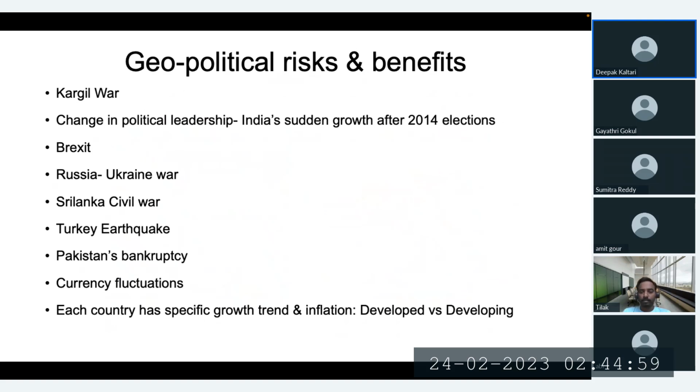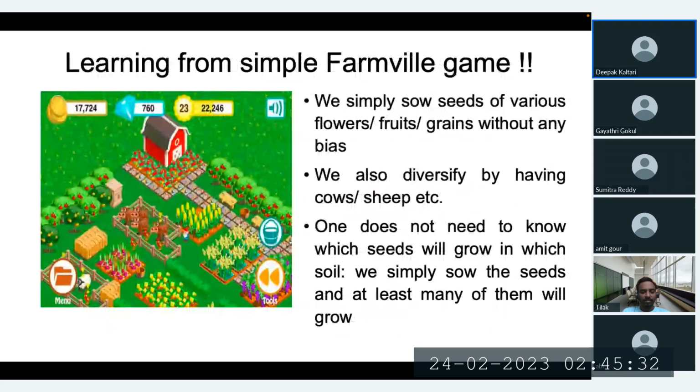And also we are aware that historically the rupee depreciates compared to globally used currencies like US dollars, euros, British pounds. So we are also subjected to the currency devaluation, which is occurring year by year. And one more important thing is each country has its own specific growth trend and inflation. So it is again developed economy versus developing economy. Being a developing economy, even though we have reached the fifth largest economy in the world, we are yet to reach the top.